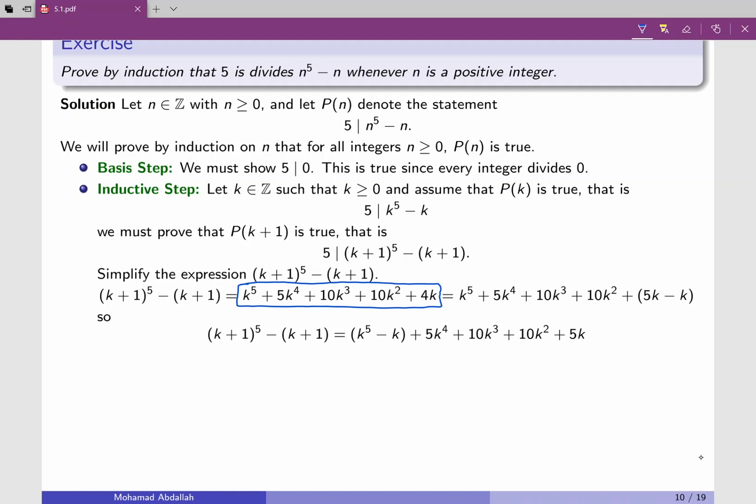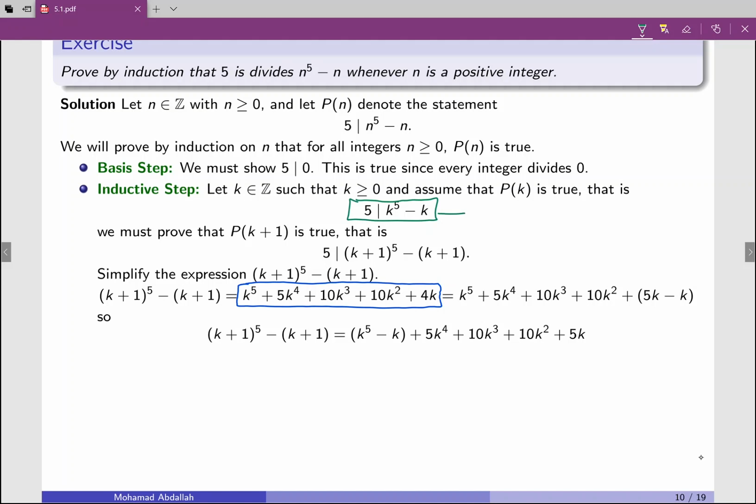But remember, I said the key is always to use the induction hypothesis. Now the induction hypothesis says what? It says that 5 divides k to the power 5 minus k, which means k to the power 5 minus k is equal to 5 times some integer. Let's call it a. This is some integer. Now do I have k to the power 5 minus k here? No, I don't. So what do we do in this case? I do have k to the power 5 by itself. Do you see it?